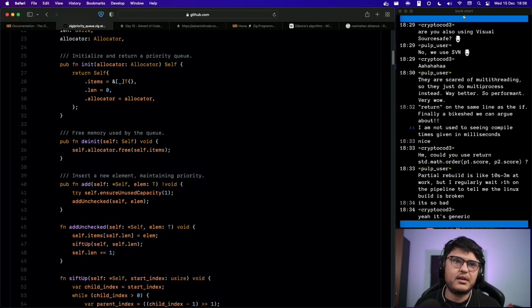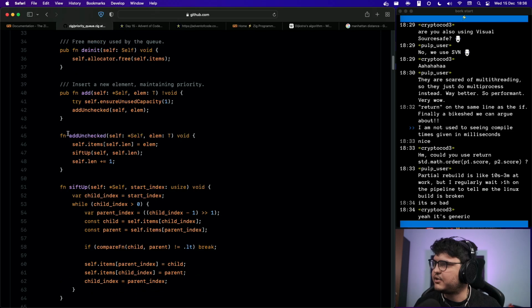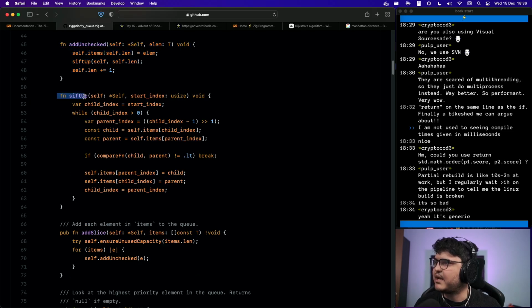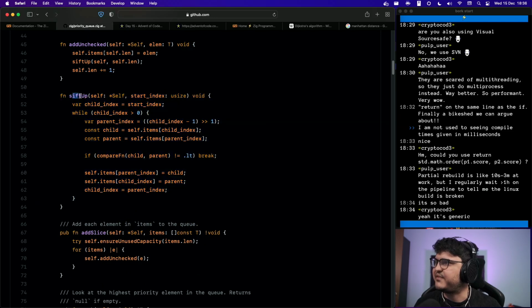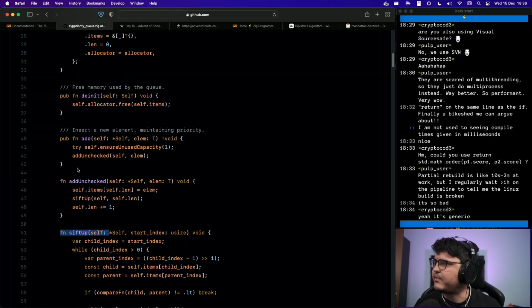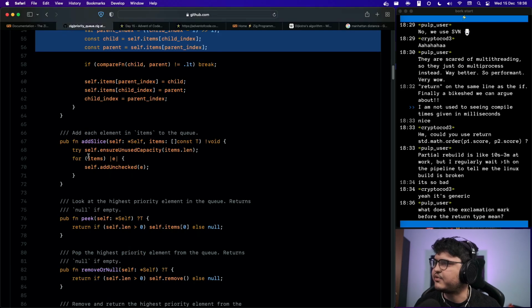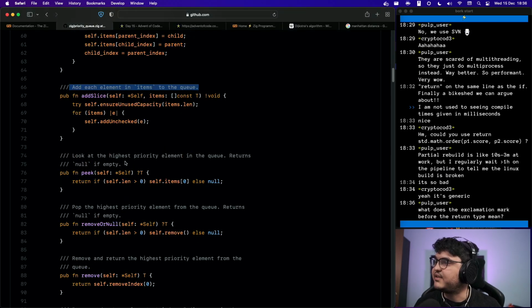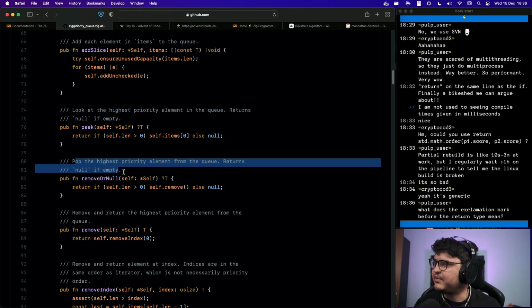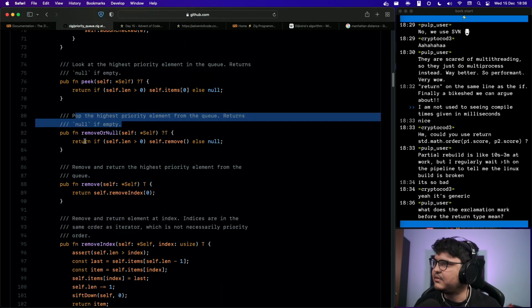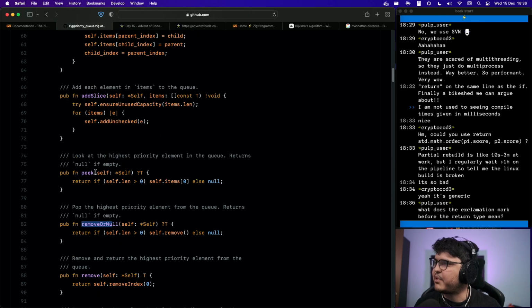Oh wait, also, I think no, never mind. Add unchecked. Sift up. What's sift up? Oh wait, these aren't even public, so we don't know. Add slice. Nice. Peek. So nice. Remove or null. That's what we want. So this is pop.